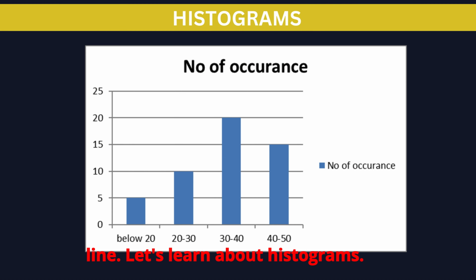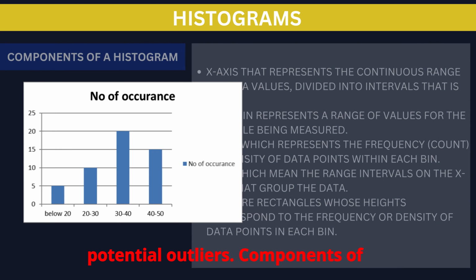Let's learn about histograms. They are similar to bar charts but are used to display the distribution of a single continuous variable. They consist of adjacent rectangular bars, where the height of each bar represents the frequency or count of data points falling within specific ranges or bins. They are useful for visualizing the shape of a data distribution, and detecting potential outliers.